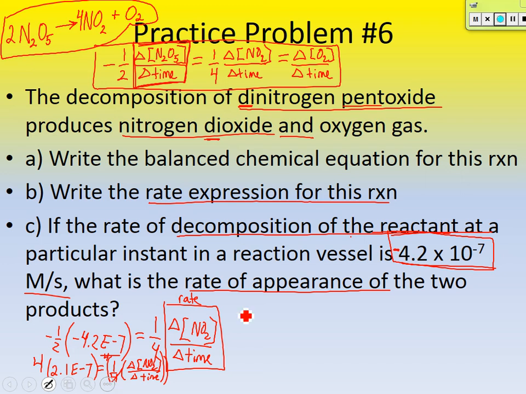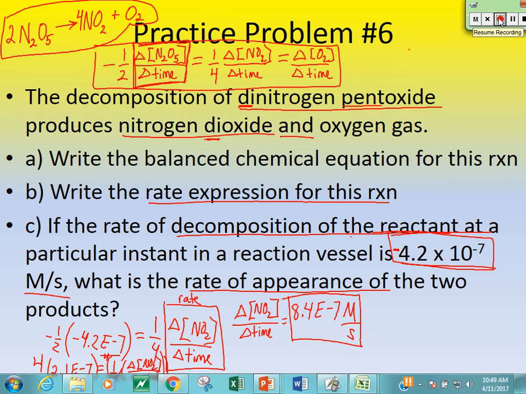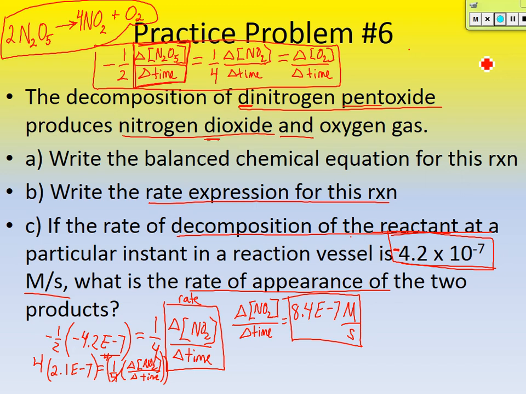So what I get is that the change in concentration of NO2 over the change in time is equal to a positive 8.4 times 10 to the minus 7. What are my units going to be, guys? Molarity per second. Okay, so guys, hopefully you have that answer. What we just solved for, the rate at which nitrogen dioxide is going to form is 8.4 times 10 to the minus 7th molar per second.